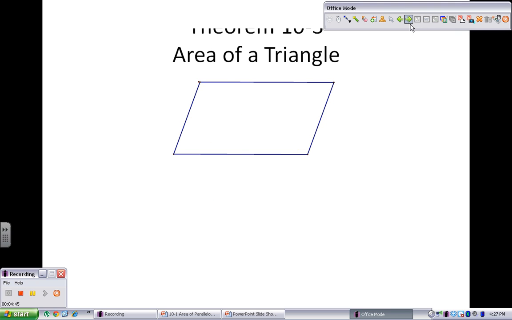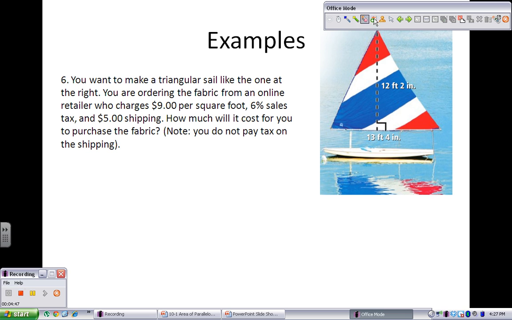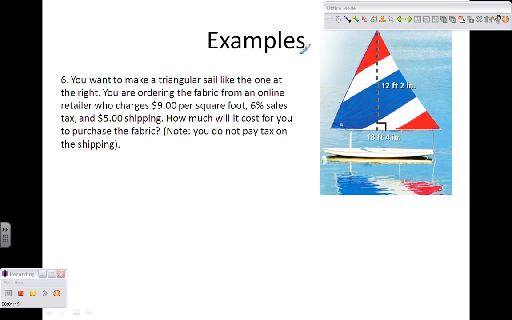Now most of us have worked with area of triangles before, so we're going to do a problem that requires a little bit more than just finding the area. In this one, you want to make a triangular sail like the one at the right over here. You are ordering the fabric from an online retailer who charges $9 per square foot, 6% sales tax, and $5 shipping. How much will it cost you to purchase the fabric? Now I know you don't pay tax on the shipping, so we're going to compute the tax before we add in the shipping cost.